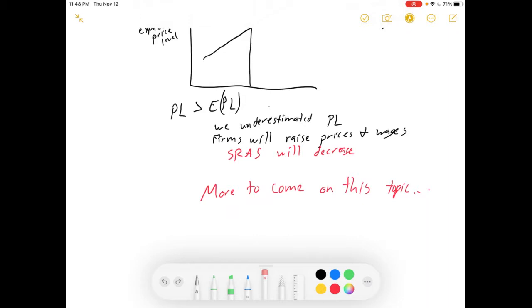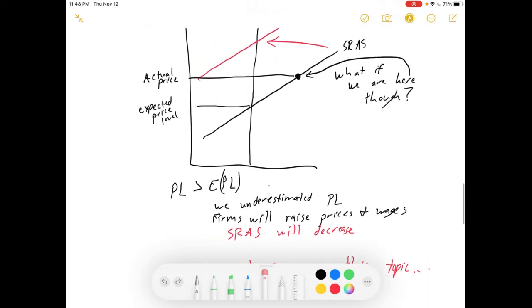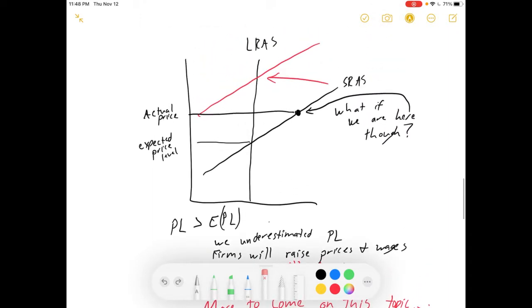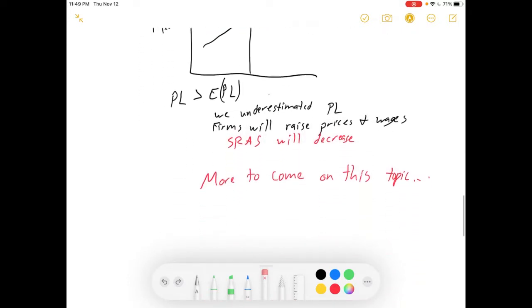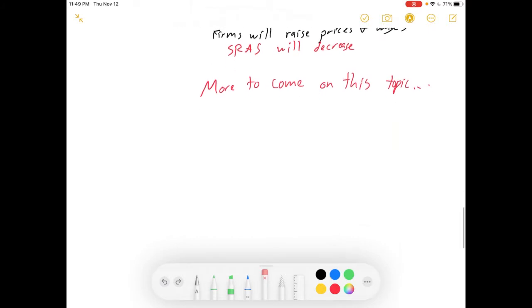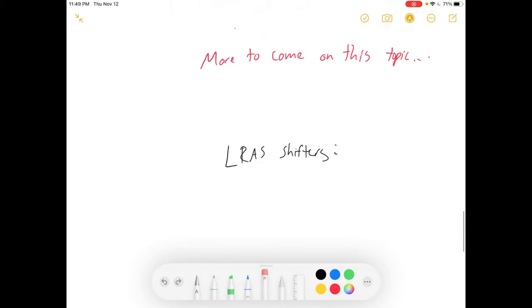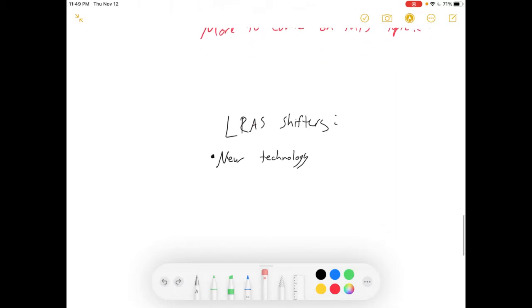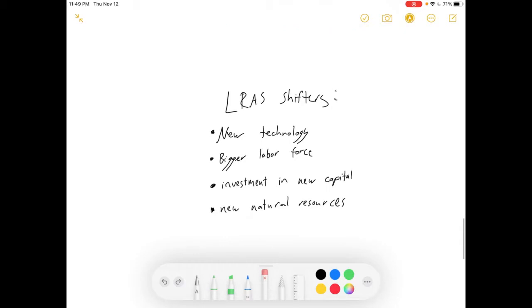I do have more to say on this topic, but I'm going to save it for another video, so I'm just going to pause there. I'll have a lot more to say when I put aggregate demand curves on here, because it'll make more sense why we might not be in short run equals long run. But before I finish up this video, let me first talk about the long run aggregate supply curve and what shifts it. New technology, bigger labor force, investment in new capital, new natural resources.